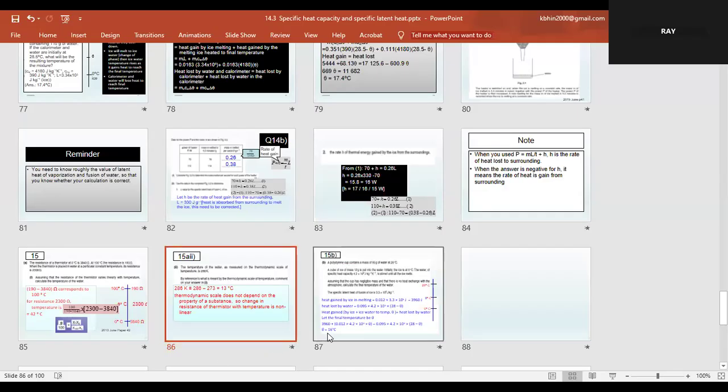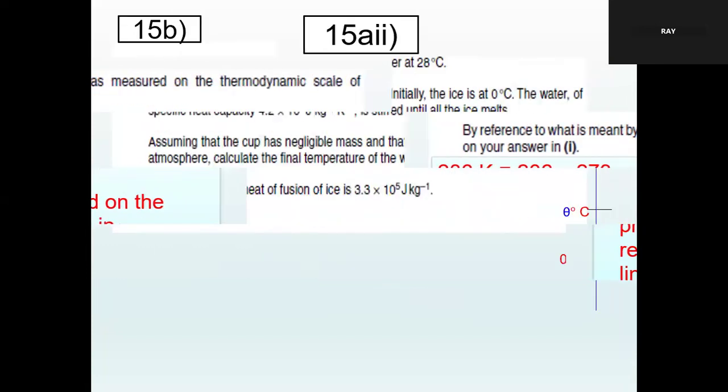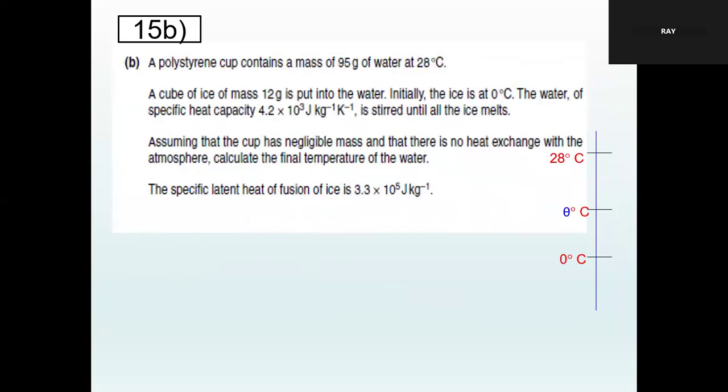Okay, let us make a start. A polystyrene cup contains 95 grams of water at 28 degrees Celsius. A cube of ice of mass 12 grams is put into the water. Initially, ice at 0 degrees Celsius. Draw a picture there so that you know what's happening. That's your ice cube. 28 degrees is 95 grams of water. Assuming the cup has negligible mass, they make it easier for you to calculate. And there's no heat exchange with the atmosphere. Calculate the final temperature of water. Specific latent heat of fusion of ice is that.